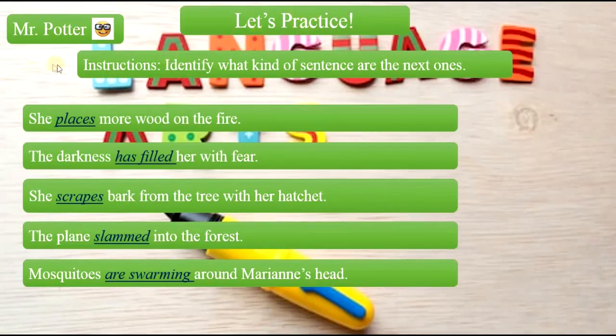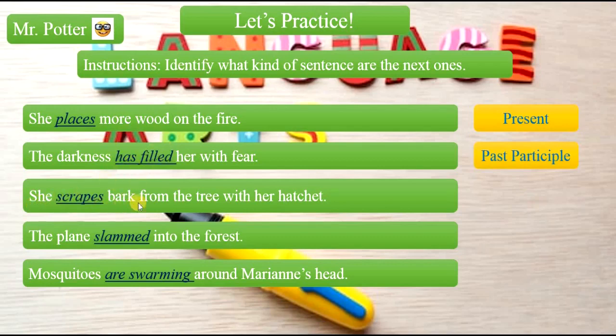Okay, in here, the instructions are: identify what kind of sentence are the next ones. She places more wood on the fire. In here, the verb is places. What kind of sentence is it? Present. Very good. The second sentence: the darkness has filled her with fear. The verb in here is has filled. And what kind of sentence is it? Past participle. Very good.